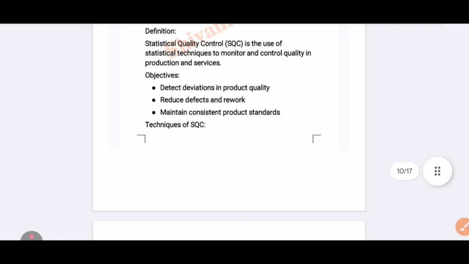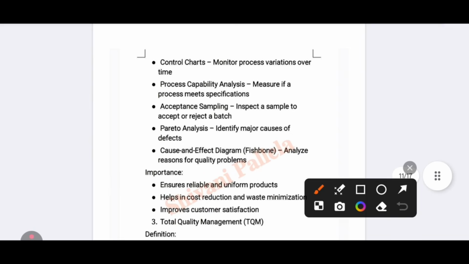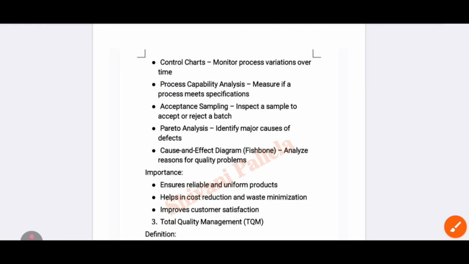So what are the objectives? It detects the deviations, it reduces the defects, it maintains the product standards, everything. So there are different techniques also. With the help of control charts, process capability analysis, acceptance sampling, Pareto analysis, and fishbone, we are able to understand this SQC method.